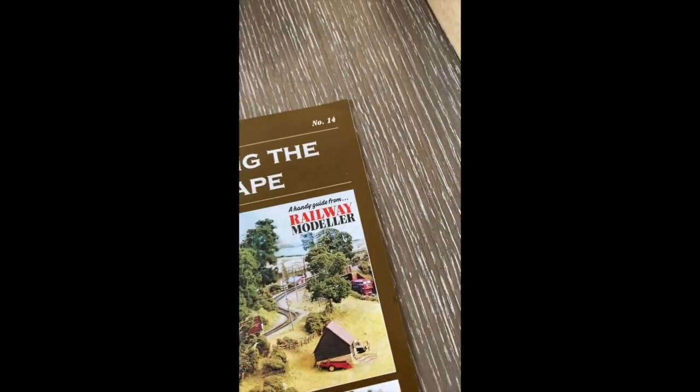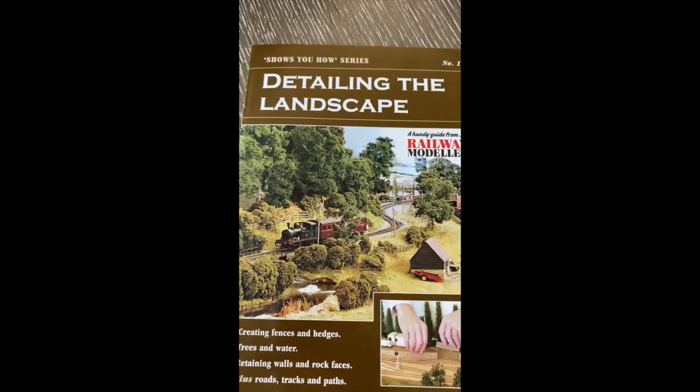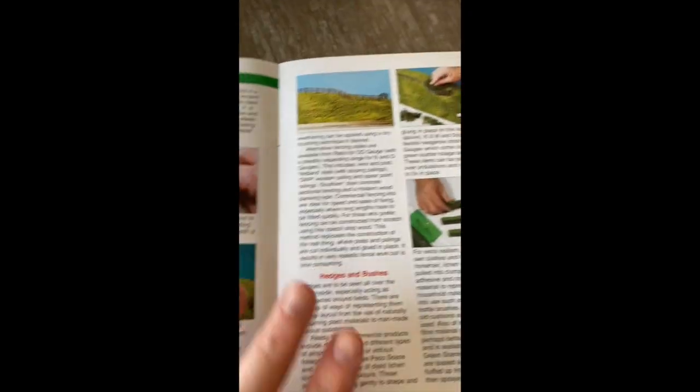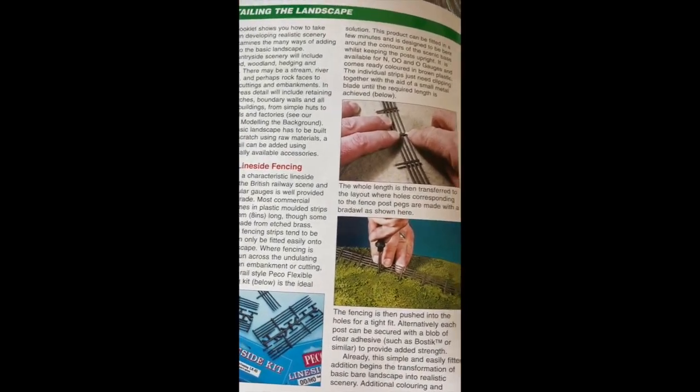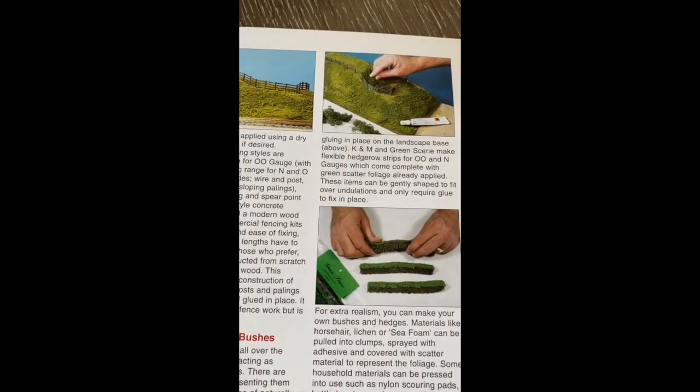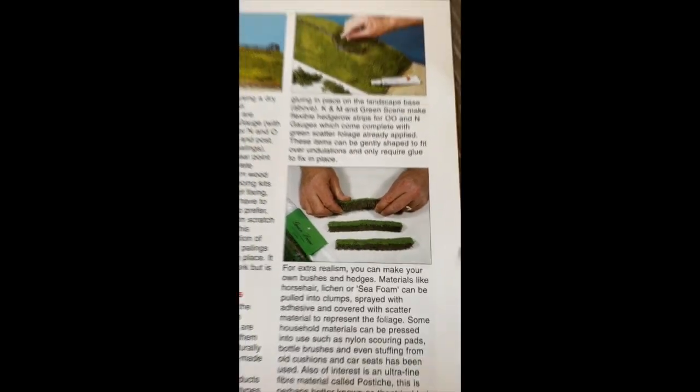And then the last one, detailing the landscape. You see, again, more information. Creating fences, so you put fences up. Can you see how they're putting them there? Make hedges, like little hedges.